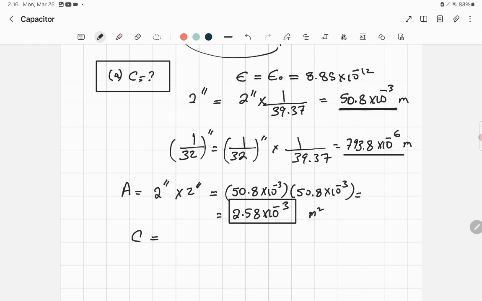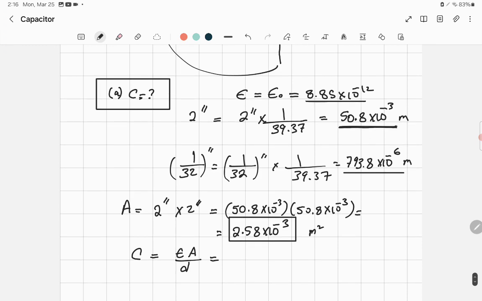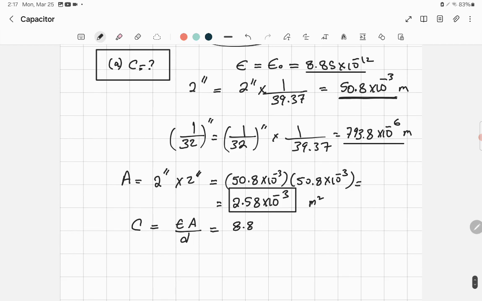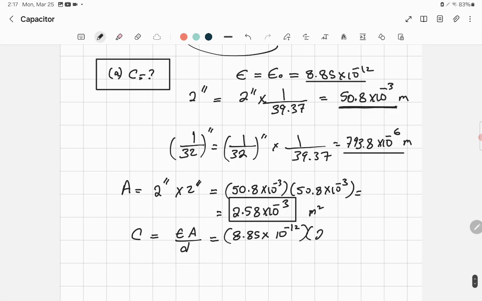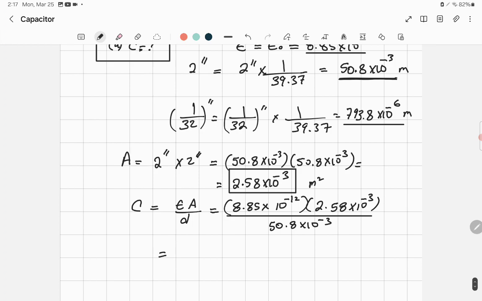So what is the C? C is equal to epsilon A divided by D. I have epsilon here. That's the value of epsilon. It's a vacuum: 8.85 times 10 negative 12 times the area. The area I just got, 2.58 times 10 negative 3, divided by the distance, which is equal to 50.8 times 10 negative 3. I should get this in farad.